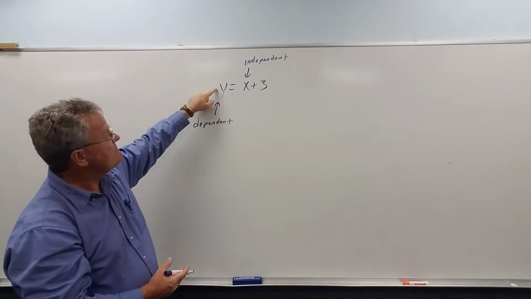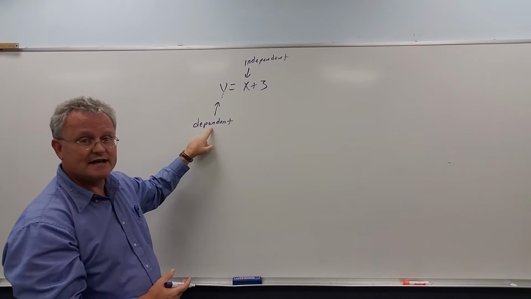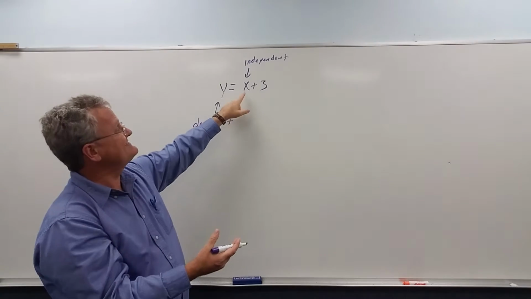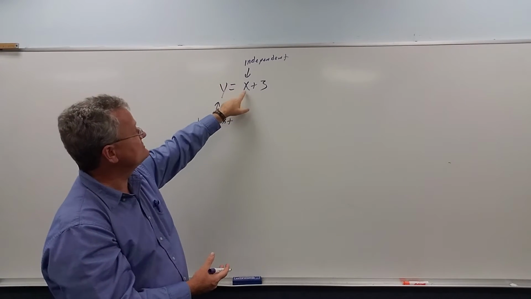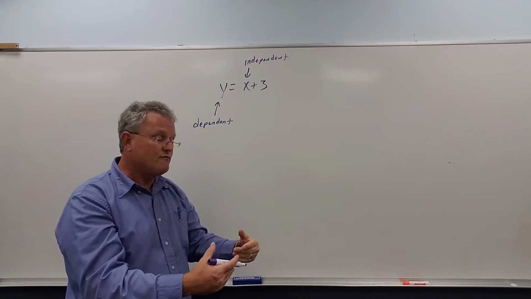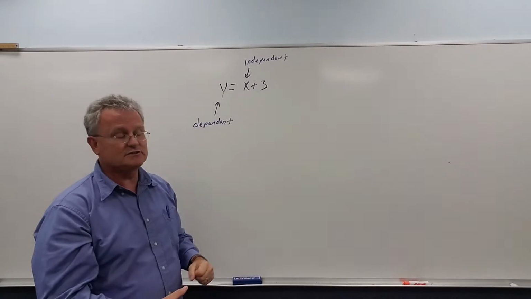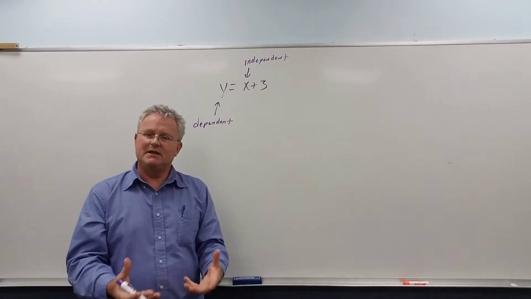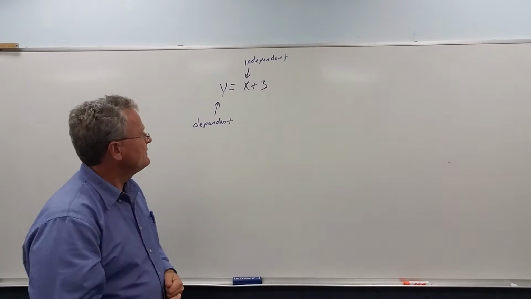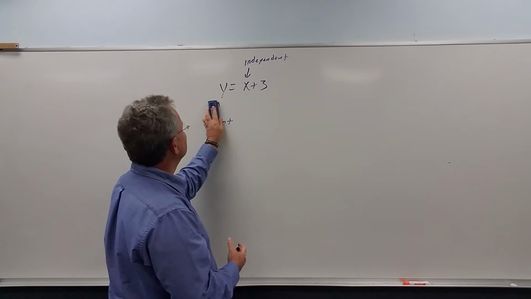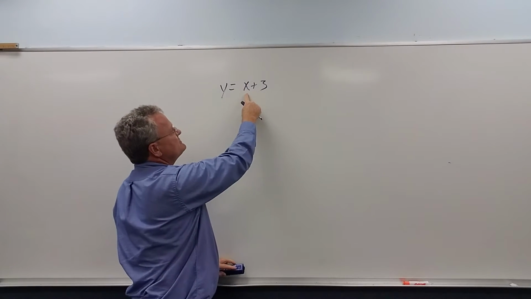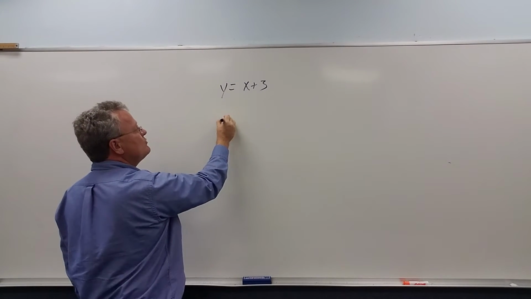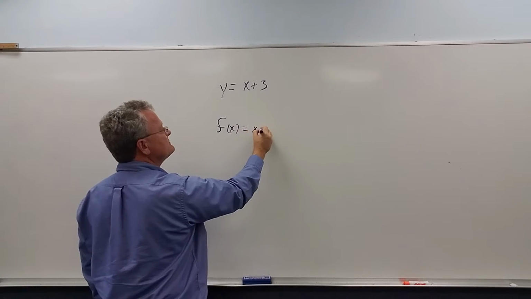In other words, the value of y depends on the value of x that we pick. If I pick a different x value, if x is 10, well, now y is 13. The value of y depends on the value of x. That's why y is the dependent variable. X is independent because it can be anything it wants. So that's the idea. X is the input. Y is the output.